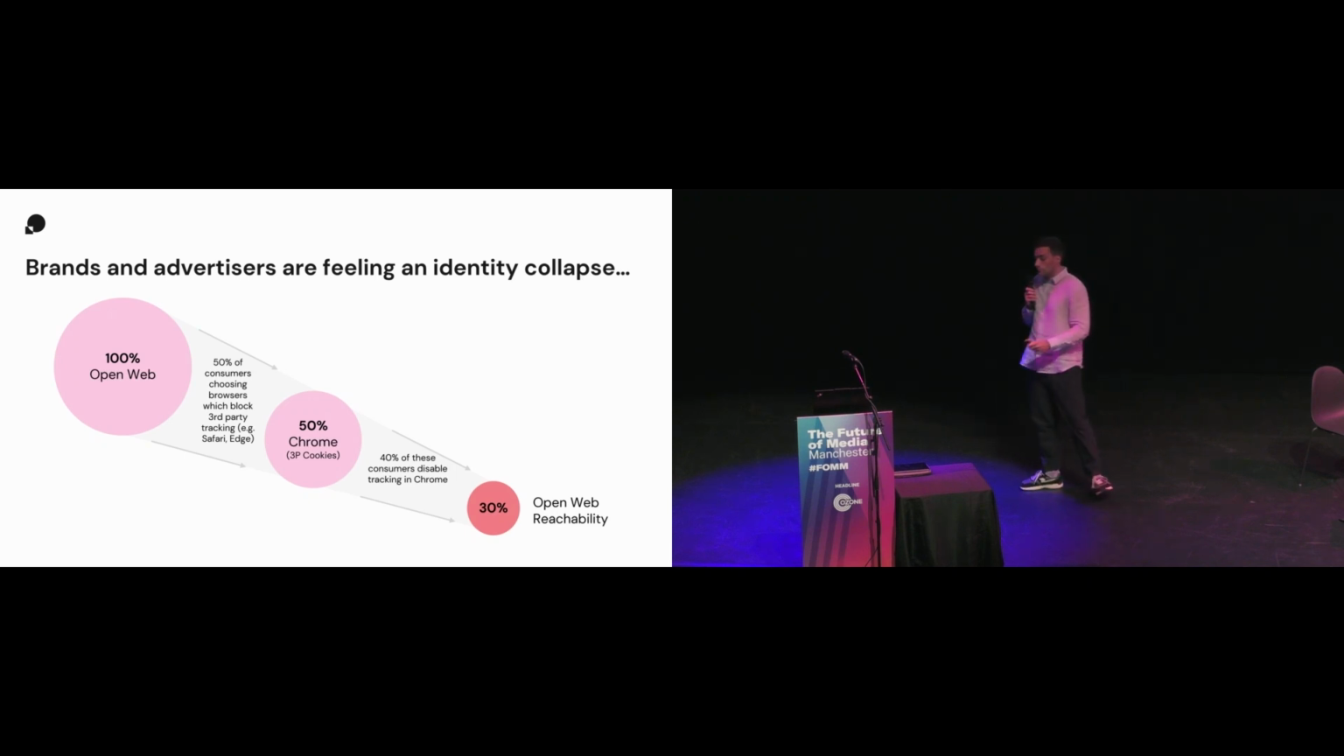Because Permutive is the infrastructure for many publishers globally, this gives us a unique insight into the problem. If you take 100% of the open web today, we already know that 50% of those users are choosing to use a browser that in its nature blocks third-party cookies. That's the likes of Safari, soon to be Edge, and also Firefox. What we're left with there is 50%. That is Chrome users. However, what we can see within that is that a further 40% of people are choosing to disable tracking within Chrome. What you're left with here is 30%. By our estimates, we predict that open web reachability, this is our way of describing this problem, sits at around 30% globally.